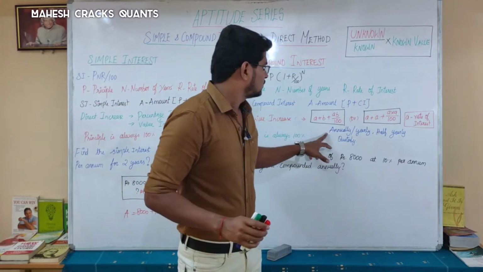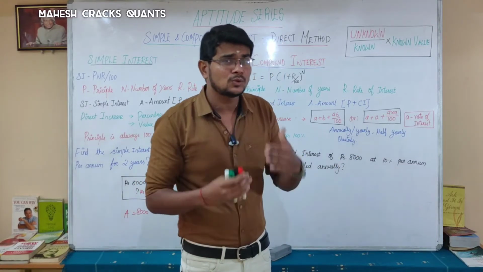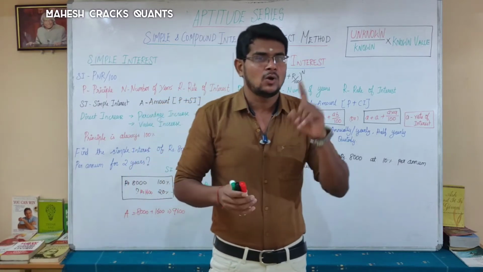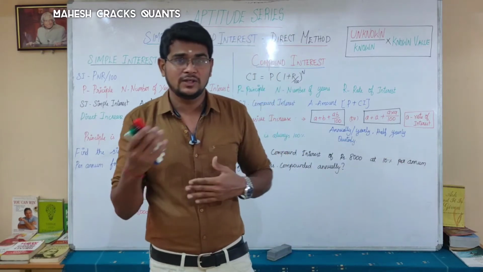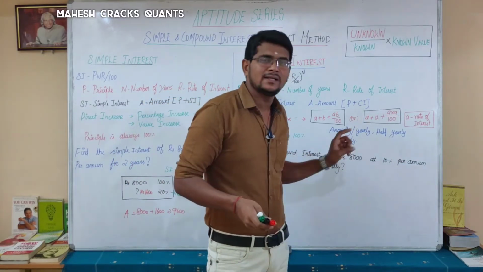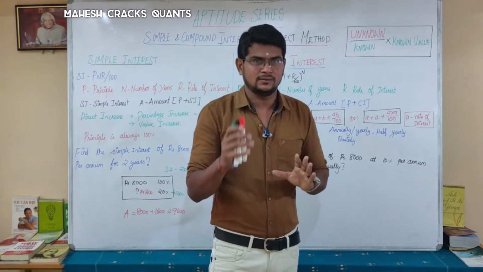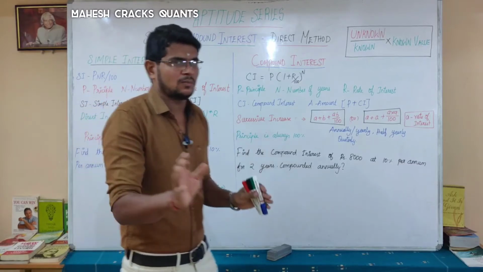The questions may say compounded annually. Annually means once a year. Compounded half yearly means once every half year. Compounded quarterly means every 3 months once you have to rotate. That's all for compound interest. We'll solve the problem now.